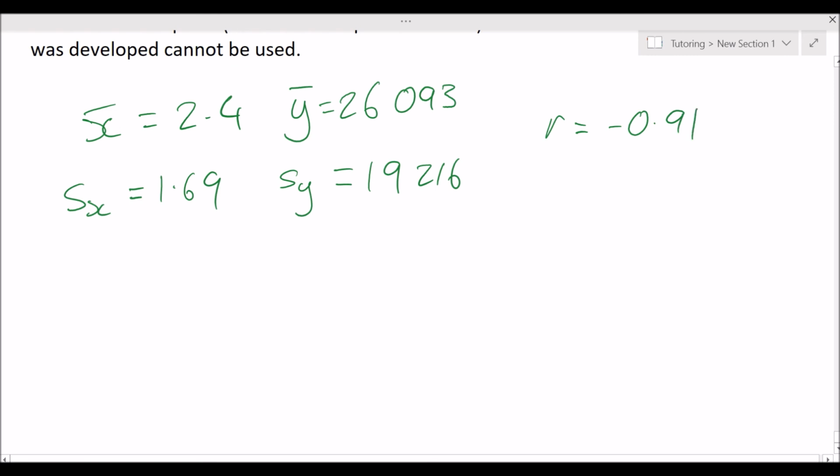I would like you to come up with the equation of the straight line, the equation of the least squares line according to this data. Pause the video, have a go. If you're really stuck, go back and check the formulas for the slope and the y-intercept. There's your hint.